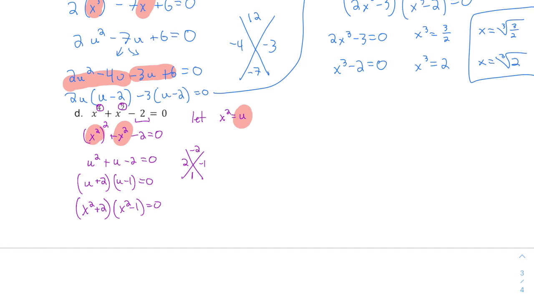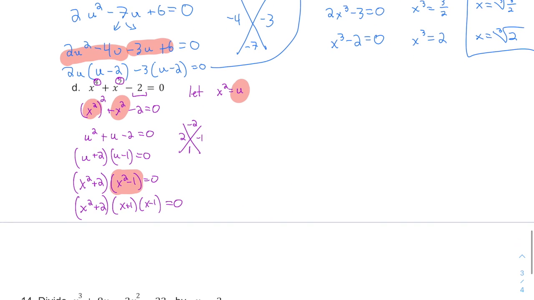Interesting here, we are not fully factored. We have a difference of squares, so x squared minus 1. X squared is a perfect square, and 1 is also a perfect square. So we have a difference of squares. We could fully factor this into x squared plus 2, x plus 1, x minus 1.